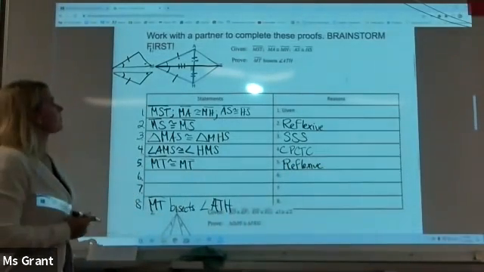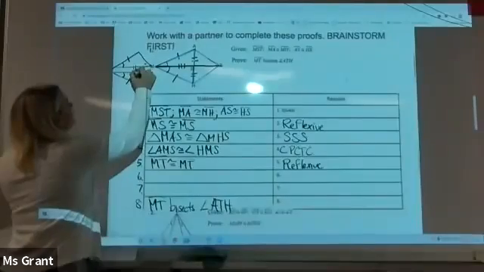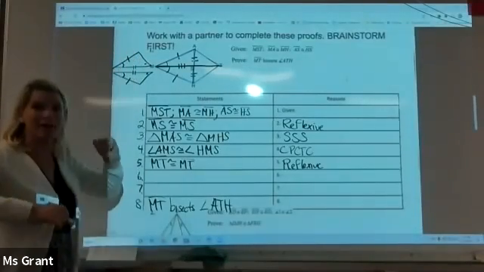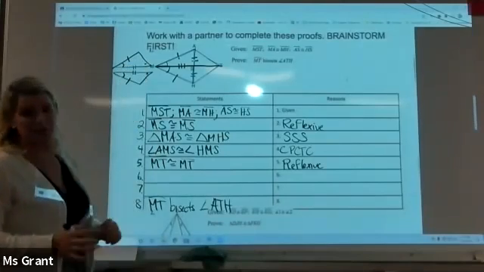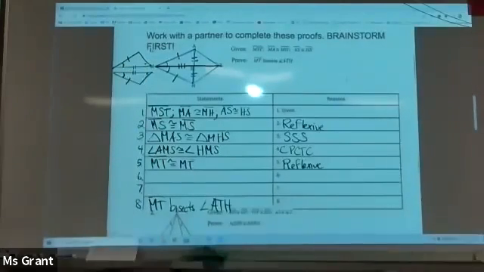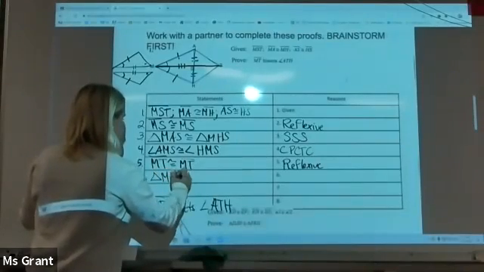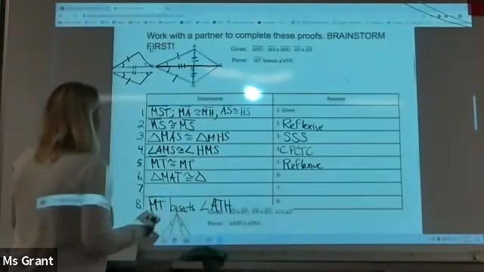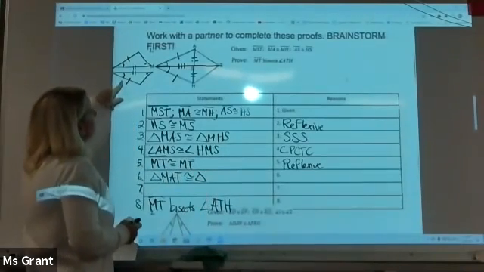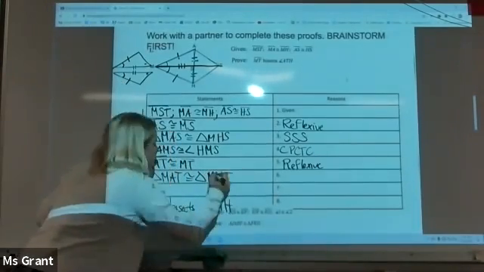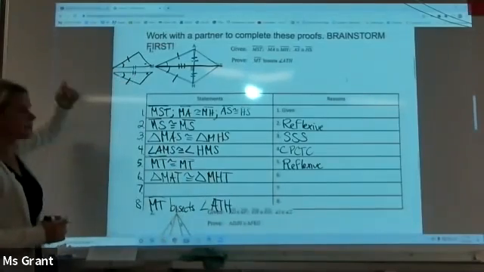Because now that I know that the top triangle is congruent to the bottom triangle, I can start talking about these angles afterwards. So I'm going to say that the top triangle, triangle MAT, is now congruent to the bottom black triangle, MHT. Side, angle, side. See side, angle, side?